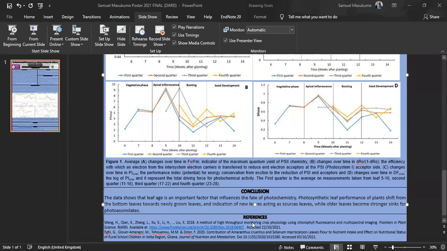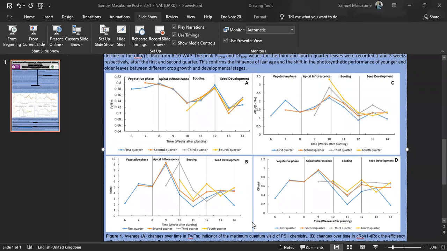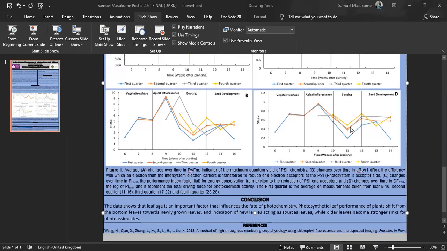Also, taking a look at the efficiency with which electrons from the intersystem electron carriers are transferred to reduce end electron acceptors in PS1, we can see that there was a reduction in this parameter as shown in Fig 1C, where the first quarter and third quarter recorded the lowest values.